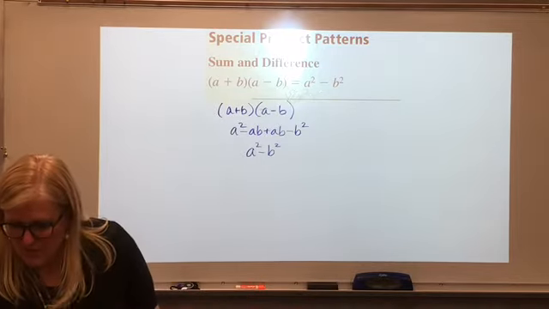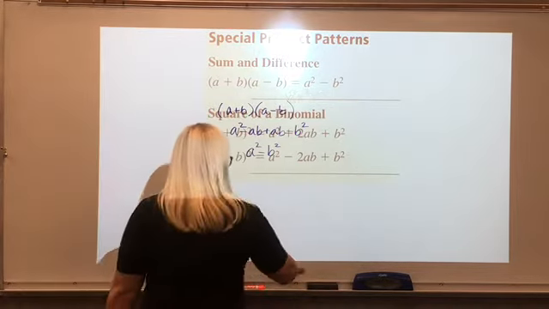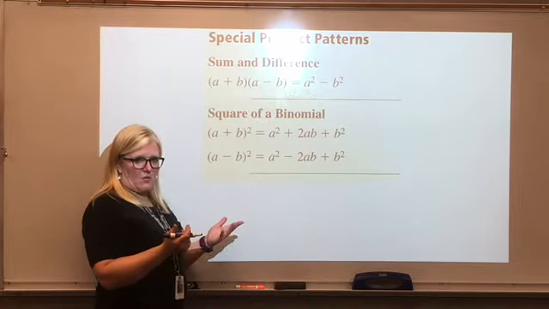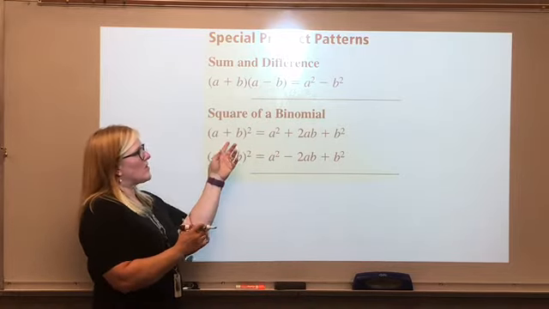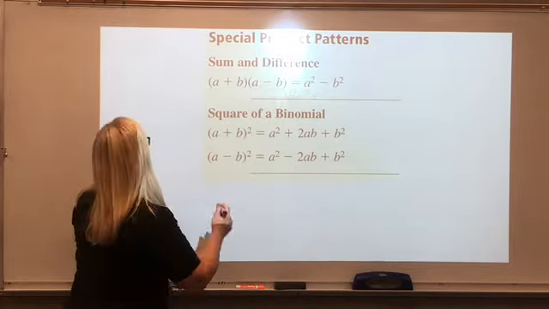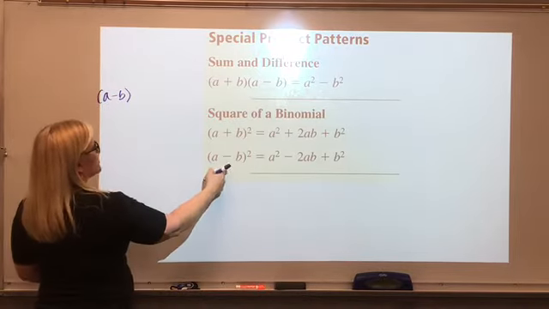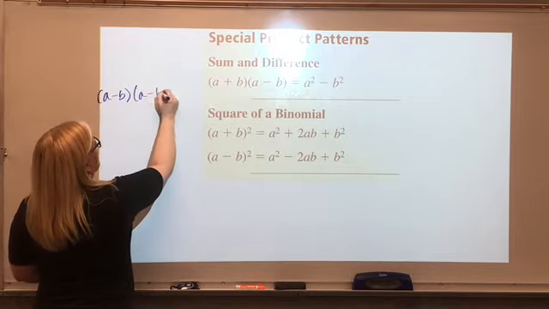Okay, another special product is the square of the binomial. And I don't typically memorize these, to be honest. But they're nice to have in your back pocket. But let's see how one of these works. Let's do (a - b)², which is (a - b) times (a - b).